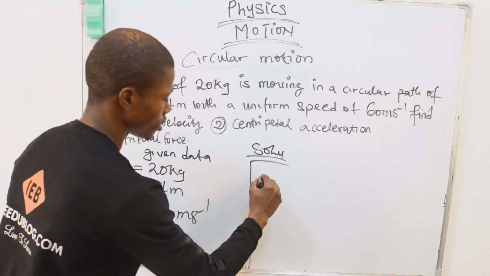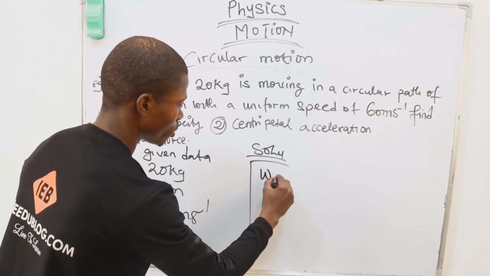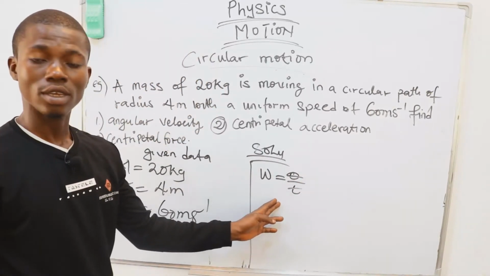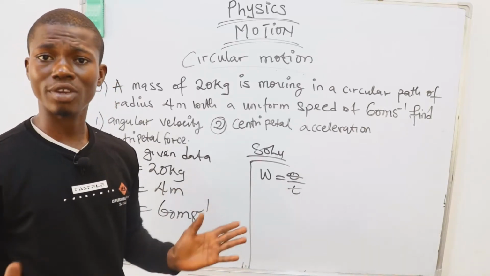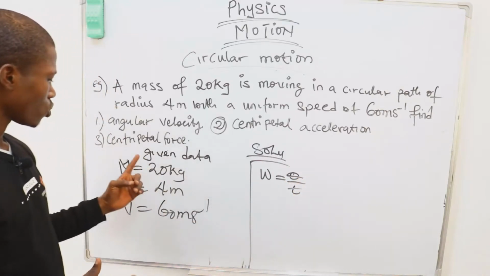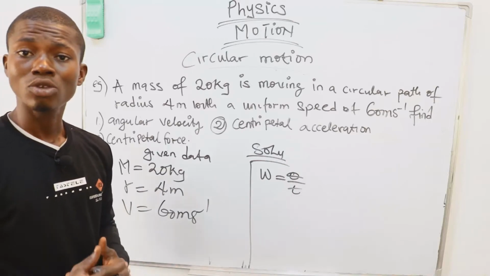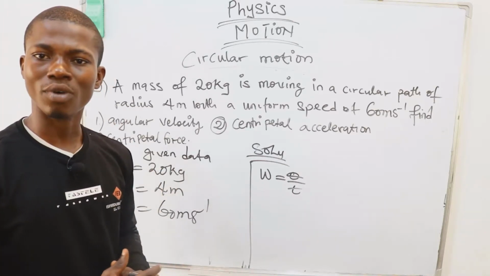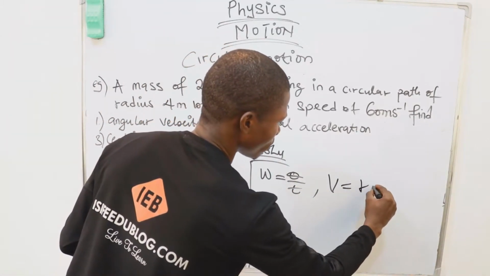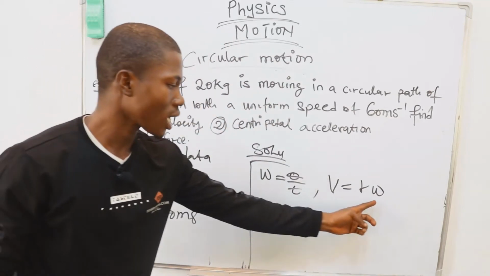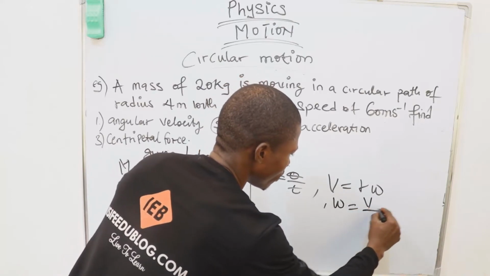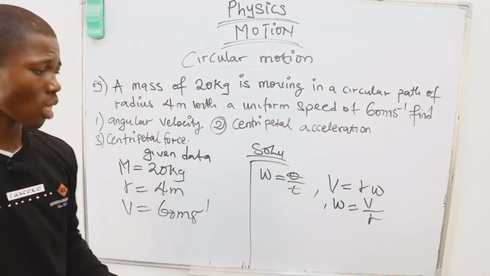Our angular velocity is W, which is equal to theta over time. This is our angular velocity. But we have many formulas, and I don't know which formula to use. If we check, this is our theta, this is our time, but we don't have theta here and we don't have time. So we check another formula for angular velocity. We know that velocity v is equal to r times angular velocity. From here we can make angular velocity the subject of the formula, which says that angular velocity is equal to our velocity all over r. Do you get?